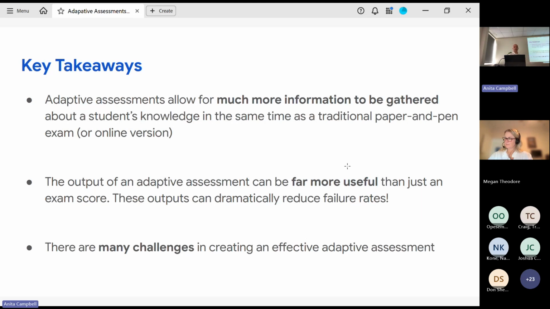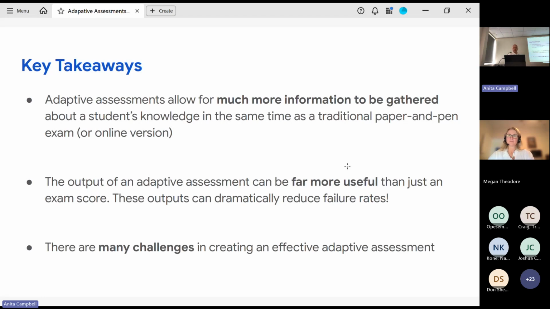And the output of an assessment can be more than just a score, more than just 18 out of 20 or something like that. You can produce something far more useful that can be used for other purposes, such as helping the student catch up or give them a personalized learning path and so on. We'll talk about some of those things.